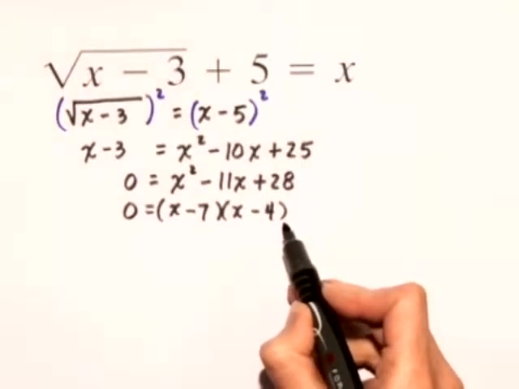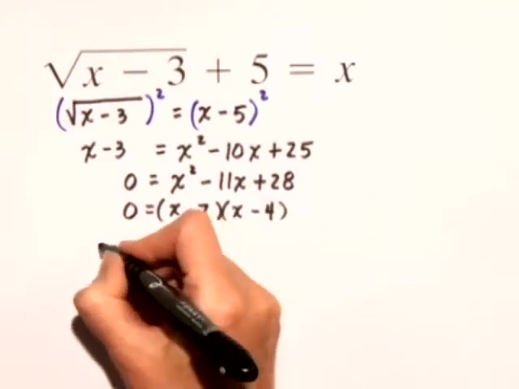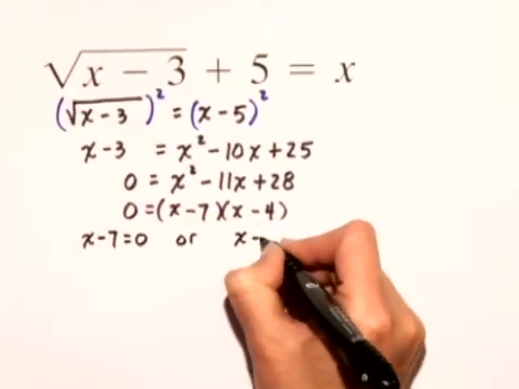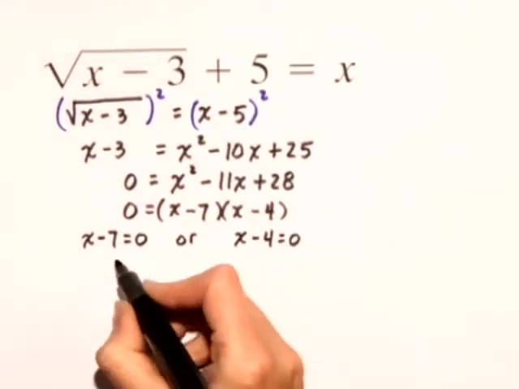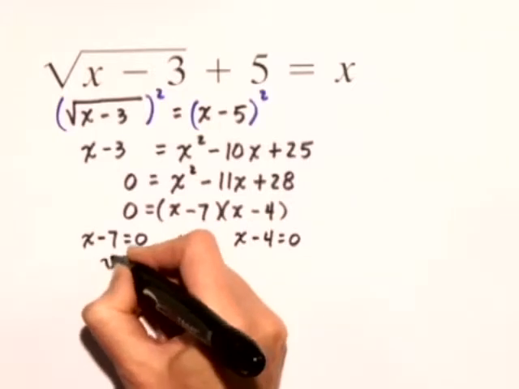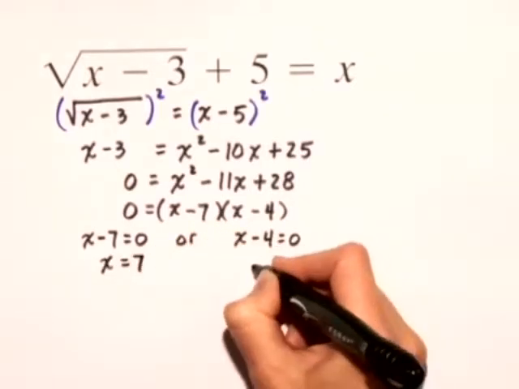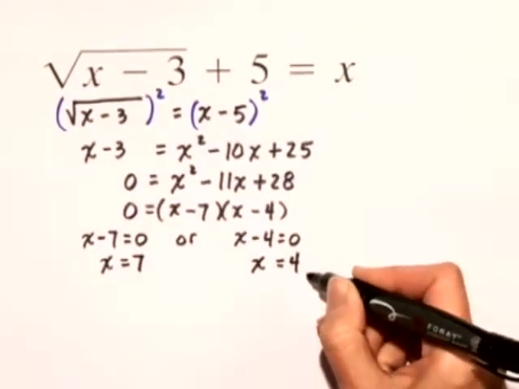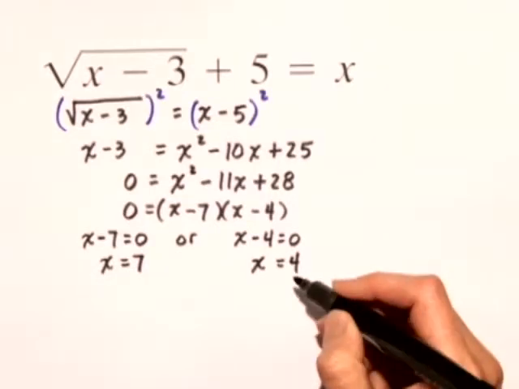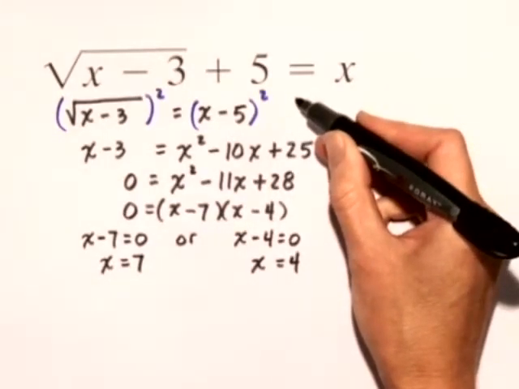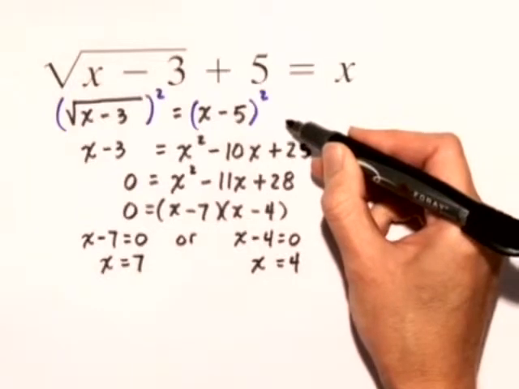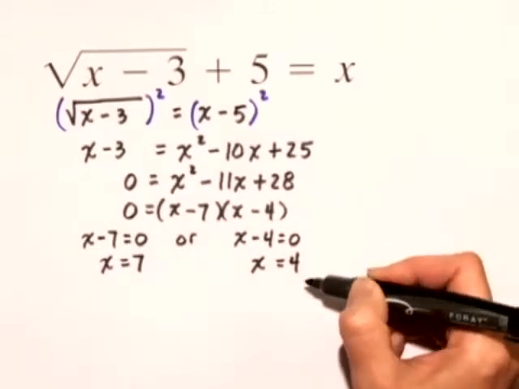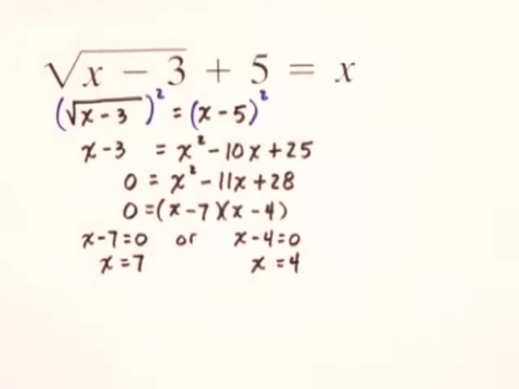So now we'll apply the zero product principle, setting each factor equal to 0. We have x minus 7 is equal to 0, or x minus 4 is equal to 0. So we have two potential solutions here. First, we have x is equal to 7, and next we have x is equal to 4. I use the word potential solutions because we need to check both solutions in our original equation. Remember, anytime you raise both sides of a radical equation to an even power, it's possible that you'll come up with an extraneous solution. So we need to check both of these.